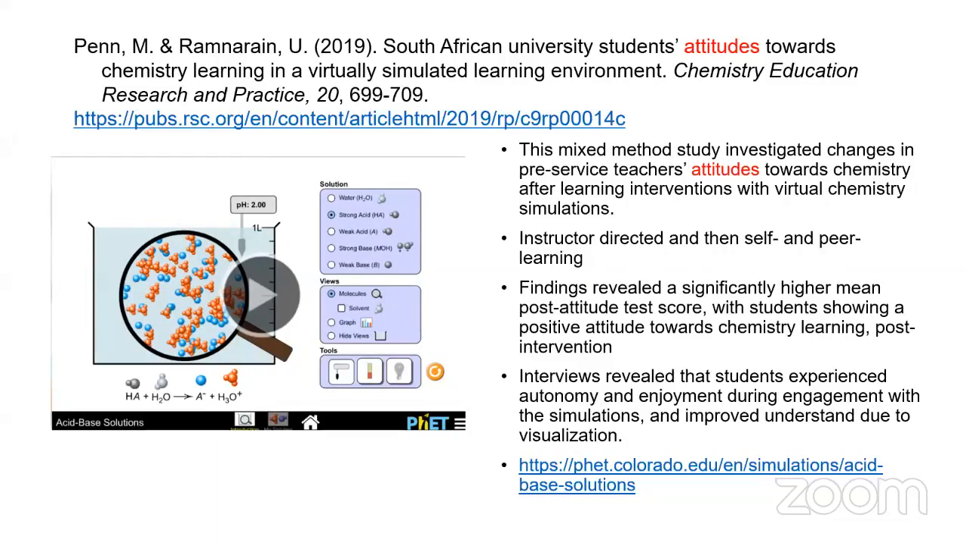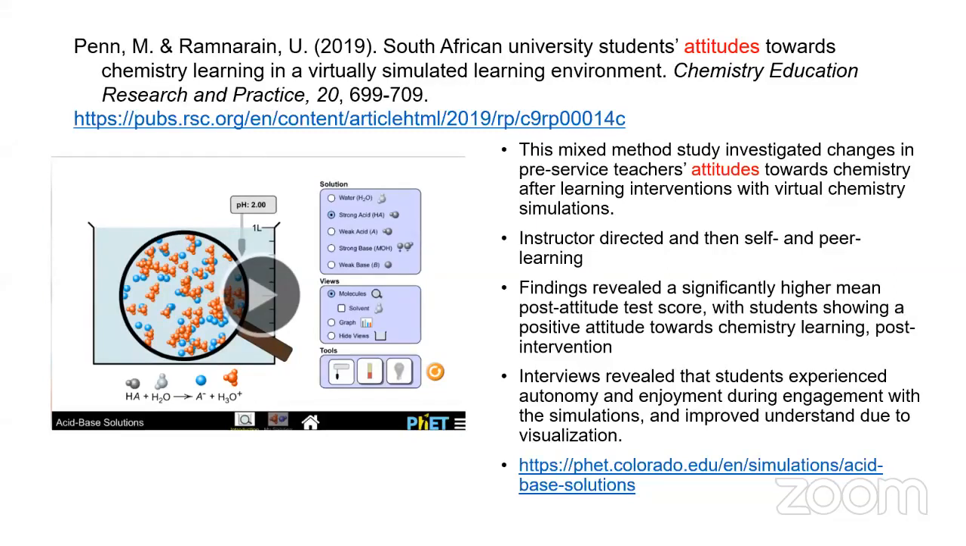So this was a mixed method study. For those of us who are not researchers, mixed method actually refers to the type of data that was collected. So we collected quantitative data by means of a questionnaire that we had administered. And at the same time, we also interviewed learners. So that was the qualitative data.